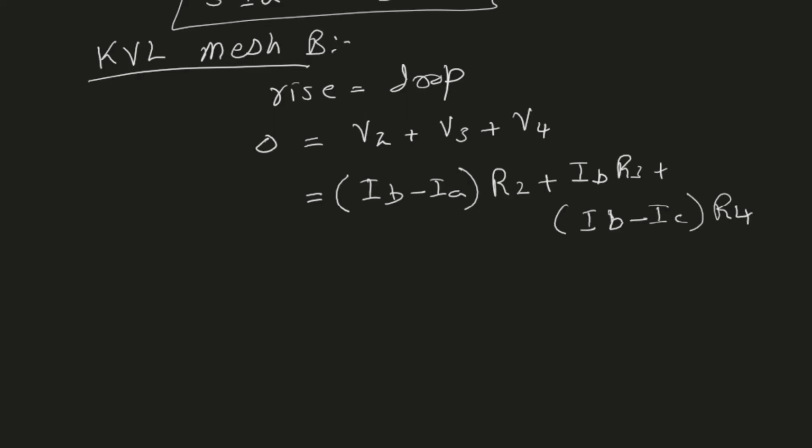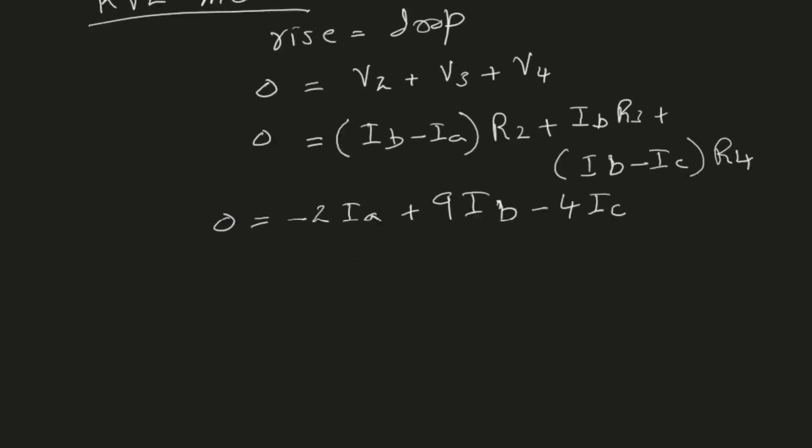All right, so now let's simplify this a little bit. We have negative 2IA because R2 has a value of 2 ohms. Then we have R2IB, R3IB, and R4IB. So we have 2, 3, and 4, so we have 9 IB. And finally, we have negative 4 IC.